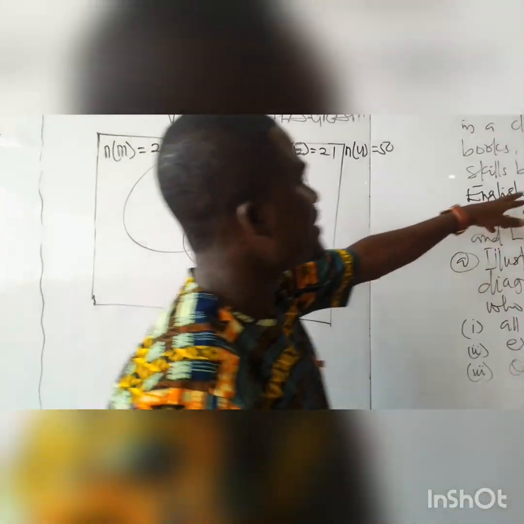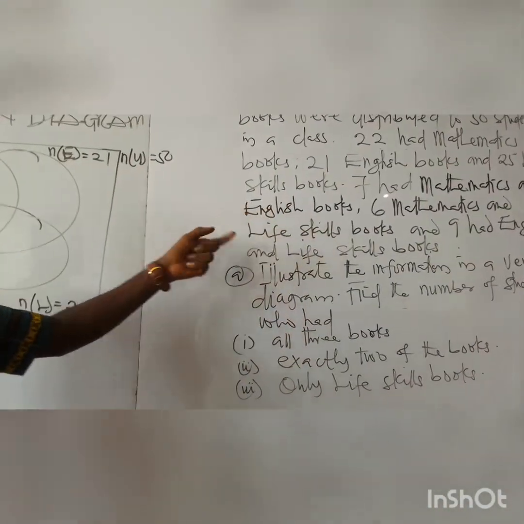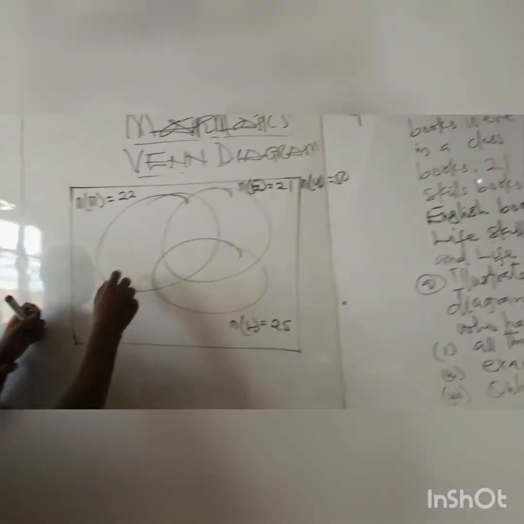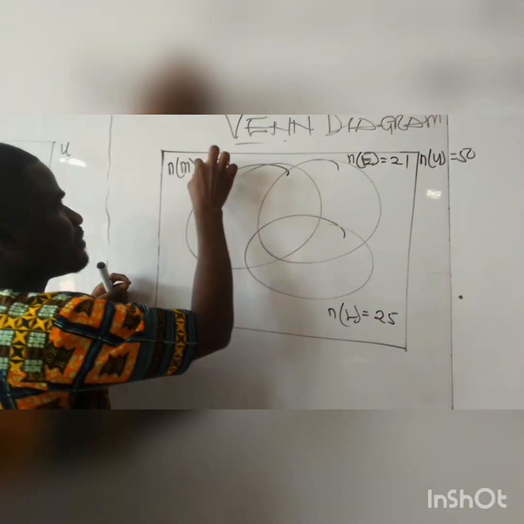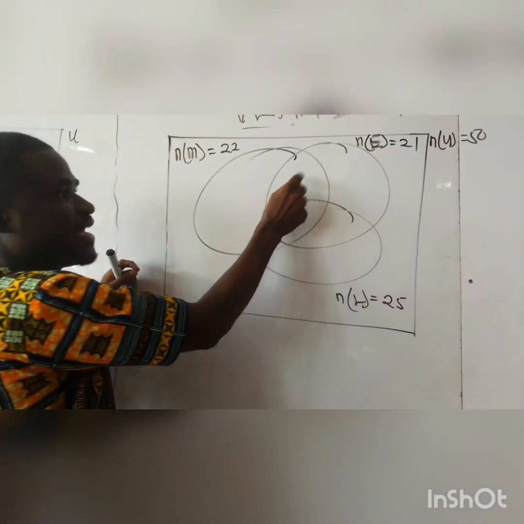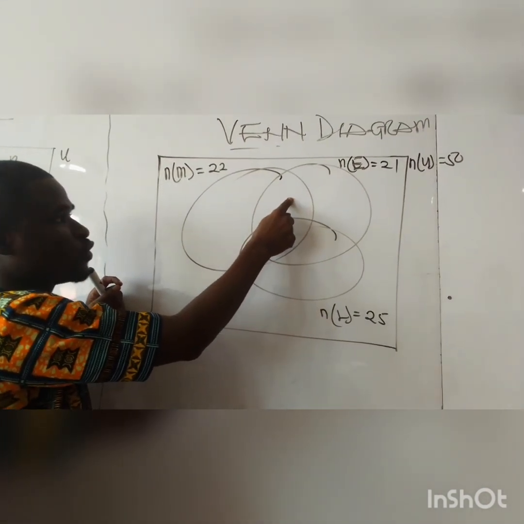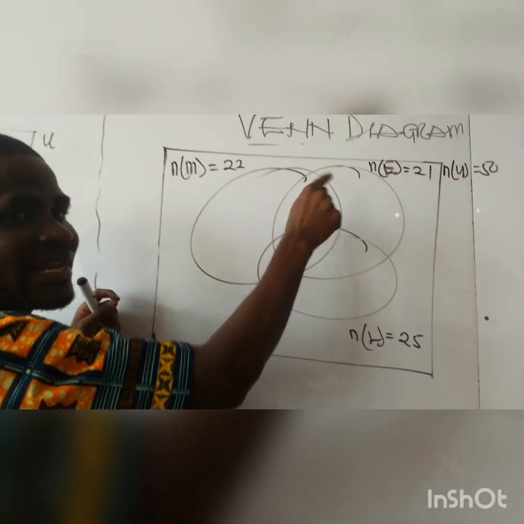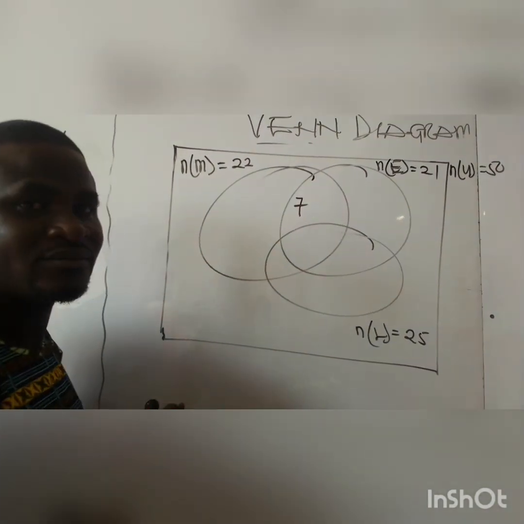Now, it says 7 had mathematics and English. So, look here. Mathematics and English. This is the intersection, M intersection E. Those who had mathematics and English at the same time, they were 7. So, you put 7. Good.